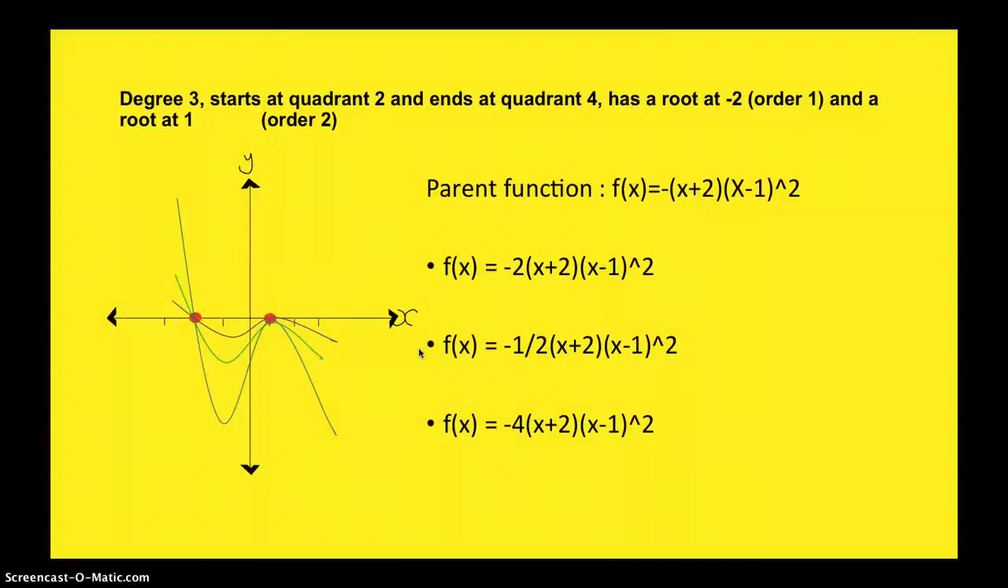So this is a degree 3 graph, starts at quadrant 2 and ends at quadrant 4. It has a root at negative 2 of order 1 and a root at 1 of order 2. So the parent function is f(x) equals minus (x plus 2)(x minus 1) to the power of 2. So this is the main function, and the leading coefficient changes how the graph looks.